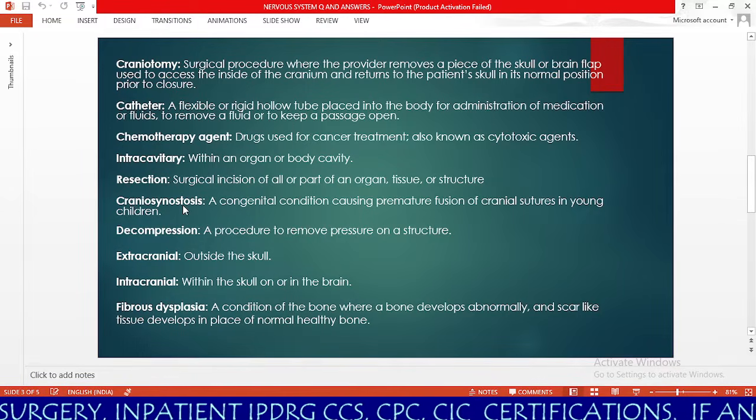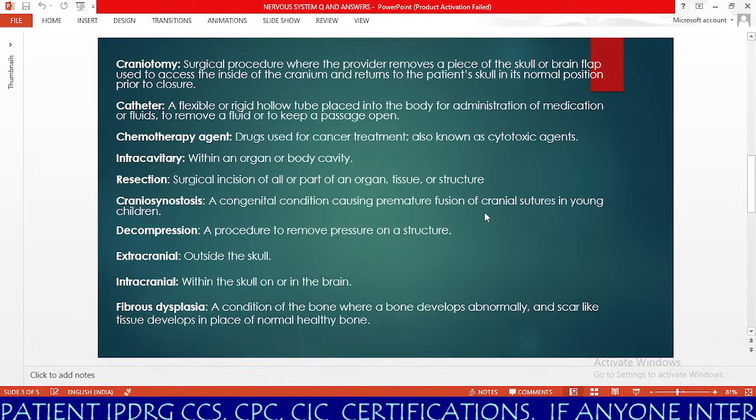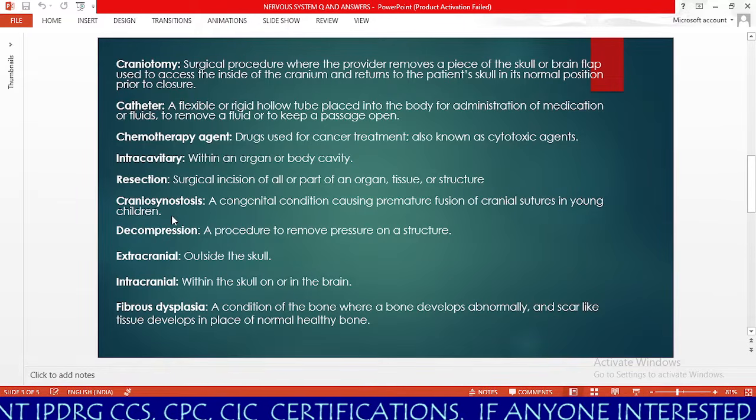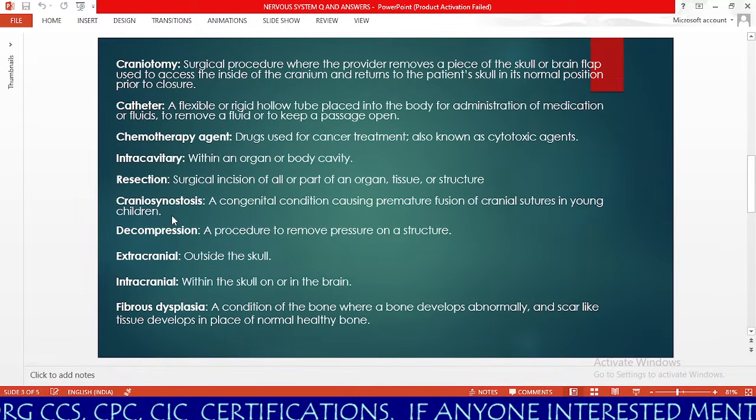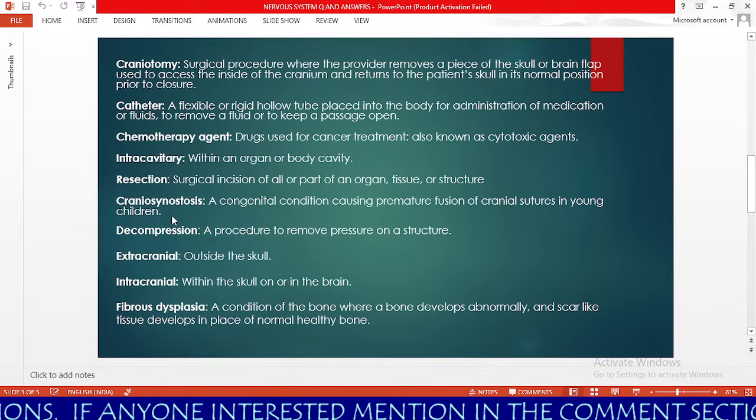Next one is craniosynostosis, a congenital condition causing premature fusion of cranial sutures in young children. Basically sutures are the structures present in the human skull.